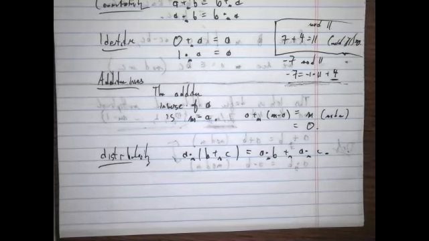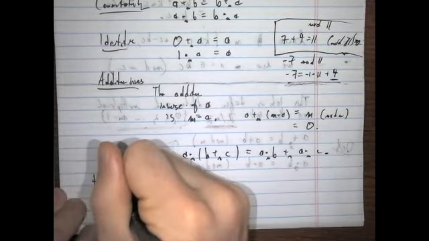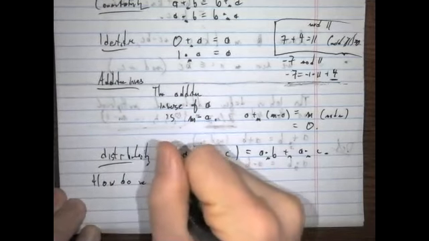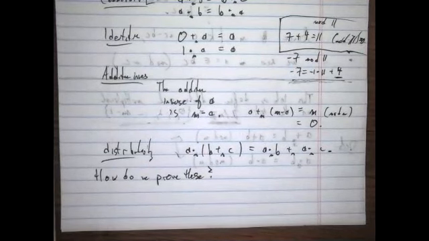The point that I want to emphasize, what time is it? Oh, we're almost out of time. The point, how do we prove these? I just listed these. Do we have to write those little m's?